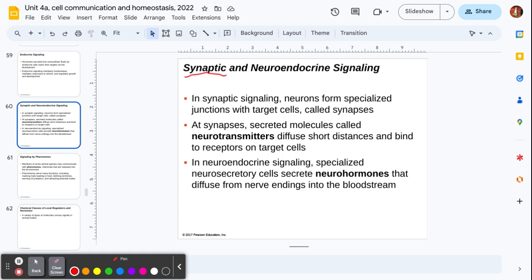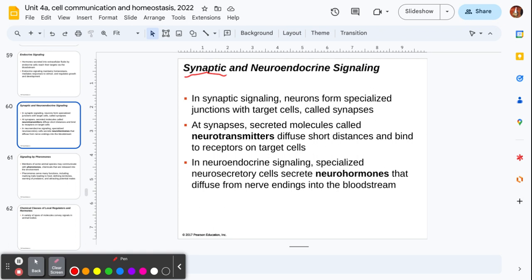So if you're taking AP Psych, you probably know that there's a gap between two nerve cells that's called a synapse, which is where the word synaptic comes from. And basically, if you haven't taken psych, that's not a problem. Just remember that this is nervous system signaling that we're talking about.